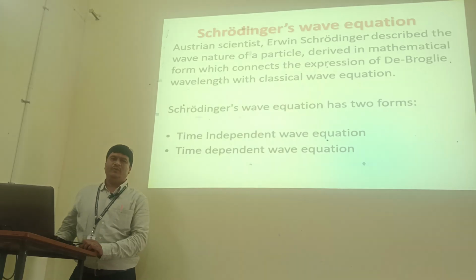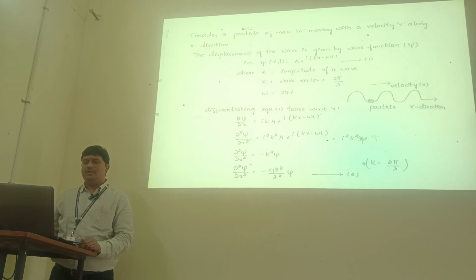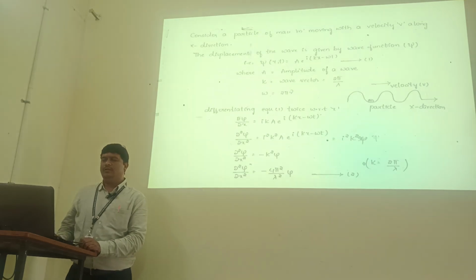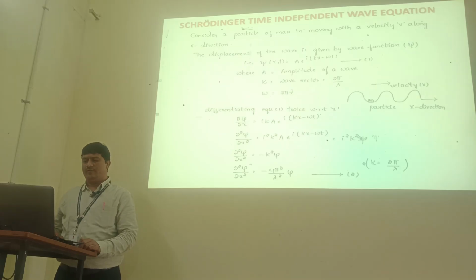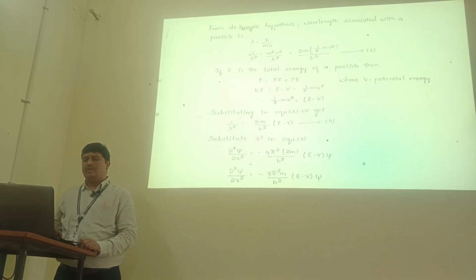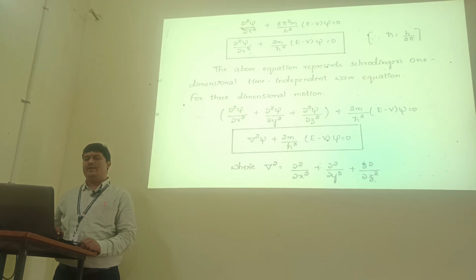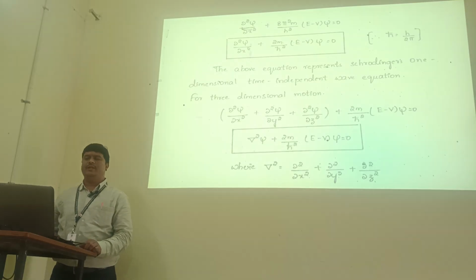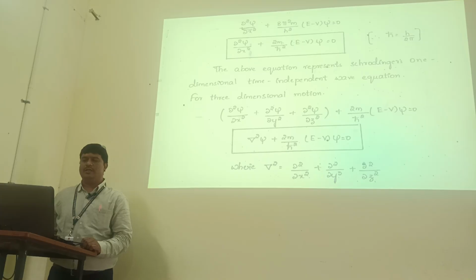There are two types of wave equations: the time-independent wave equation, and the time-dependent wave equation. These wave equations are derived, and finally we get del square psi by del x square equal to minus 8 pi square m by h square into E minus V. And finally, we get del square psi by dx square plus 2m by h cut square into E minus V into psi equal to 0.